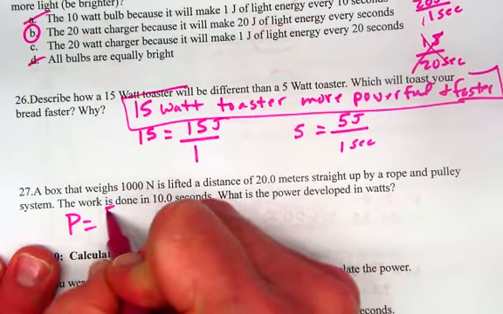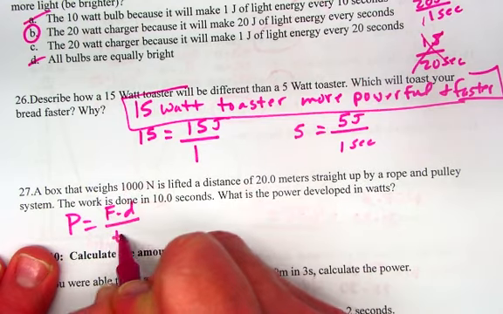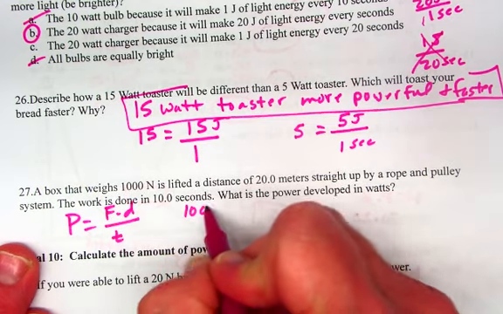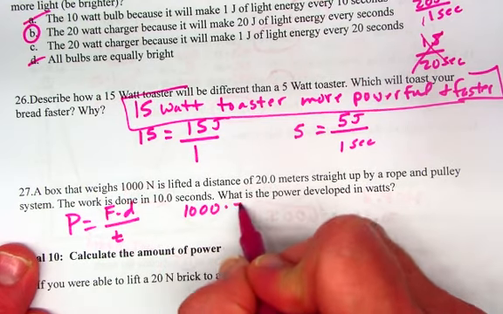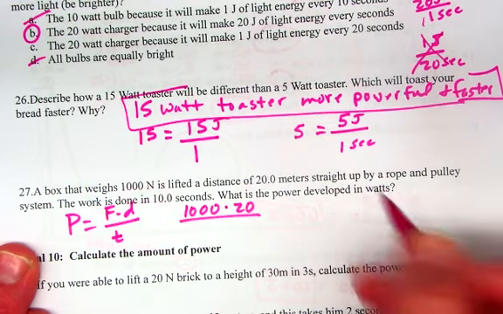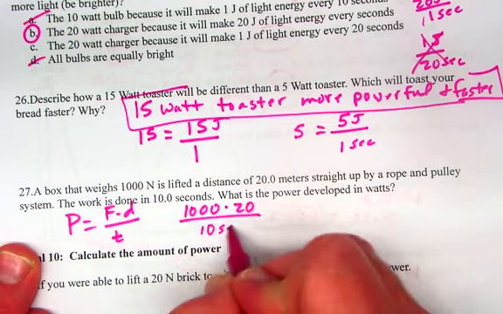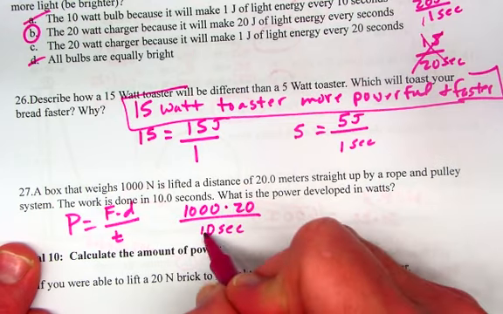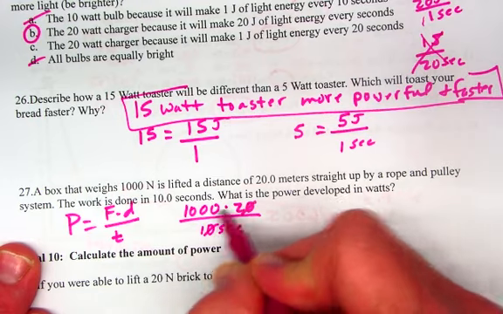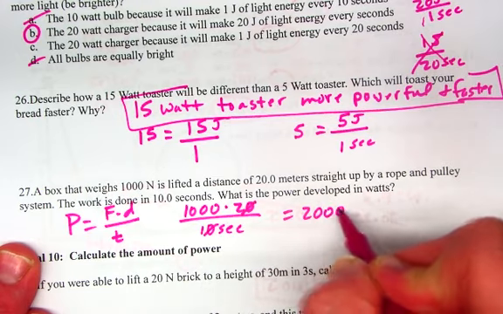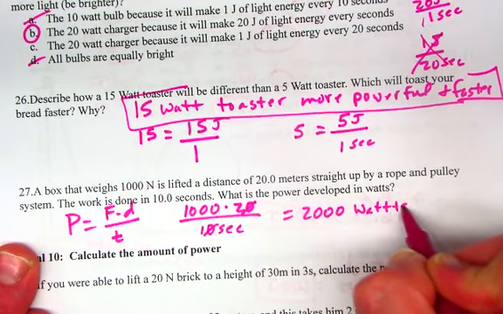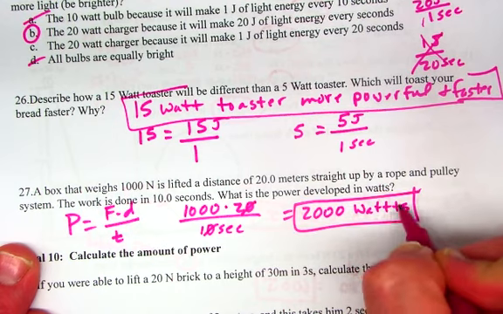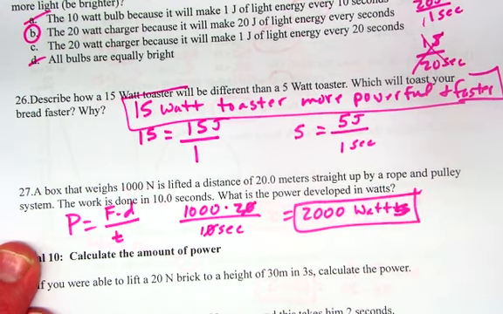So power equals force times distance over time. So the force is 1,000 times a distance of 20 divided by a time of 10 seconds. So we can cancel some zeros out. So 1,000 times 2 is 2,000 watts would be the power that it gives off.